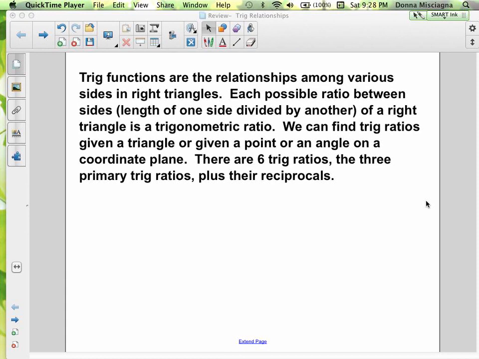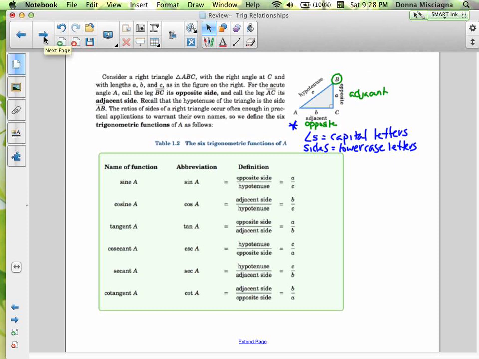In this video, we're going to identify the trig ratios given a right triangle or given a point. In the next video, we'll look at an angle on a coordinate plane. So you have all of this in your notes.